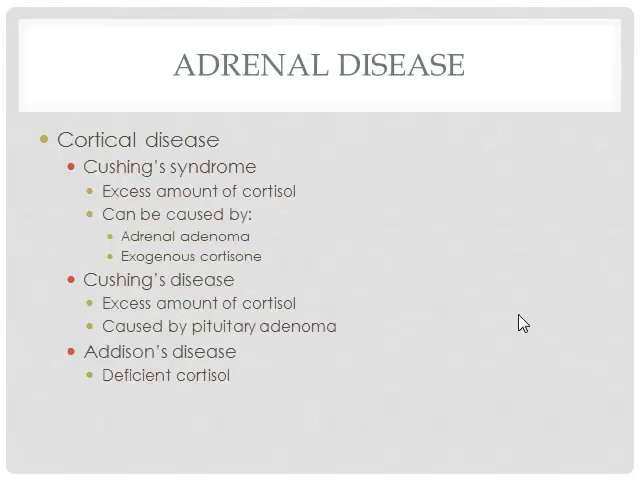Adrenal gland disease has two different types. The cortical disease would result in Cushing's. We could have Cushing syndrome or disease, and we can have Addison's disease. We'll see pictures in just a second. In Cushing syndrome, there's too much cortisol available. It can be caused by a tumor or the taking in of cortisone. In Cushing's disease, there's an excess amount of cortisol available, and we know what causes that: a pituitary adenoma. In Addison's disease, there's not enough cortisol. So the difference between Cushing's and Addison's is the amount of cortisol that's available.